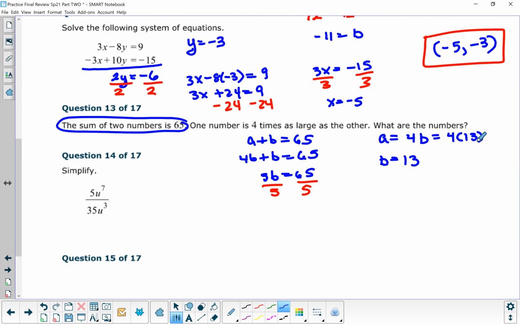All right, and we can show our work for that. 13 times 4, 4 times 3 is 12, so we have 52. So our two numbers are 13 and 52.